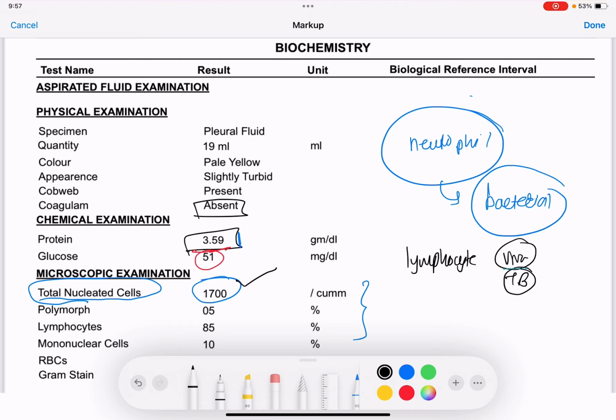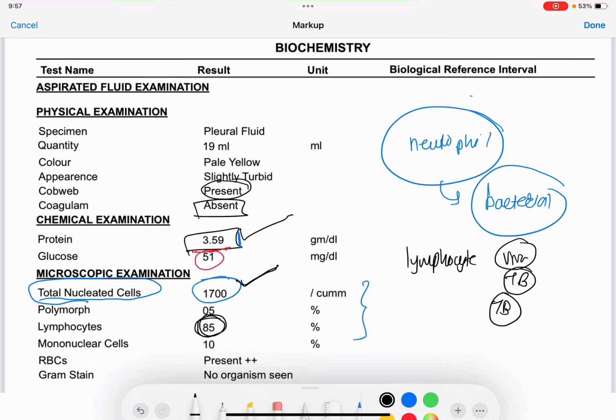Usually in viral pleural effusion, you should not get this many nucleated cells. The nucleated cells are high, the protein count is very high, cobweb is present, and 85% of these cells are lymphocytes, which highly suggests tubercular pleural effusion.